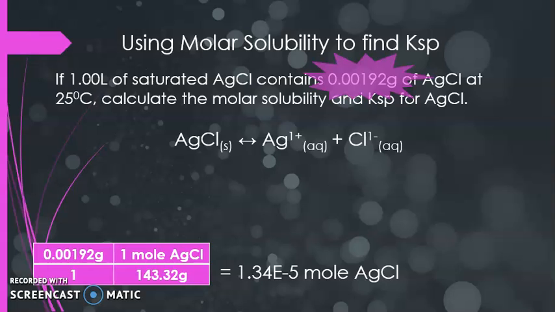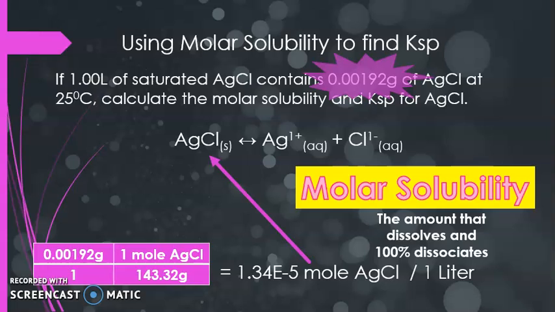I also know that I have 1 liter of solution, so I can take those moles and convert them into molarity, and that will be the molar solubility. I'm going to take my 1.34 times 10 to the negative fifth moles, divide it by my 1 liter of solution to make myself a beautiful little molarity. That's the molarity of the AgCl solution, and again, that counts as the molar solubility. This is representative of the amount that will dissolve and dissociate to 100% inside of that solution.